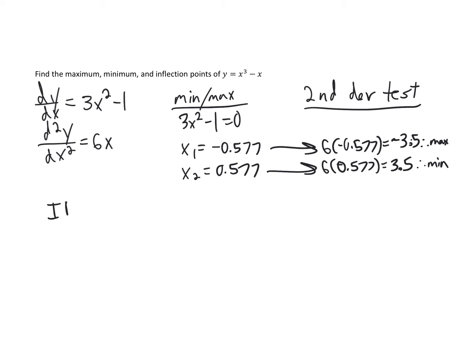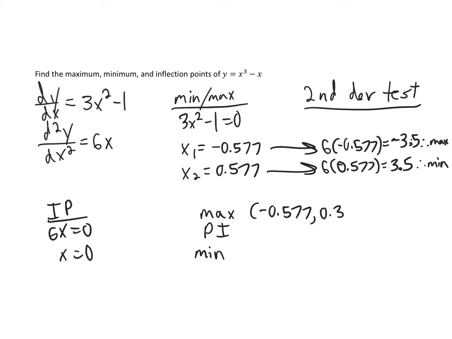We can also find the inflection points, or points of inflection, by setting the second derivative equal to 0, and this gives us x equals 0. Now all we need is to list all the points. So the max occurs at negative 0.577, 0.385. Point of inflection is 0, 0, and the min is 0.577, negative 0.385.